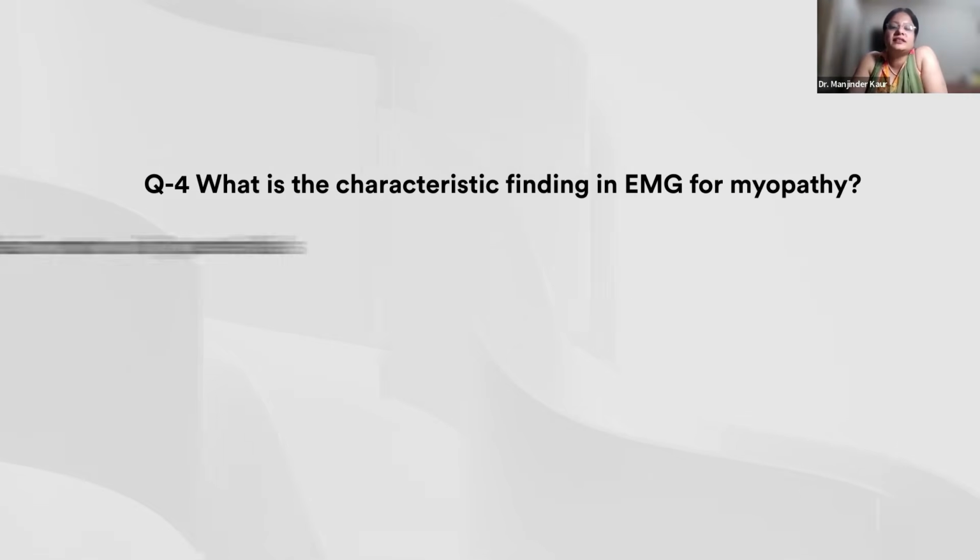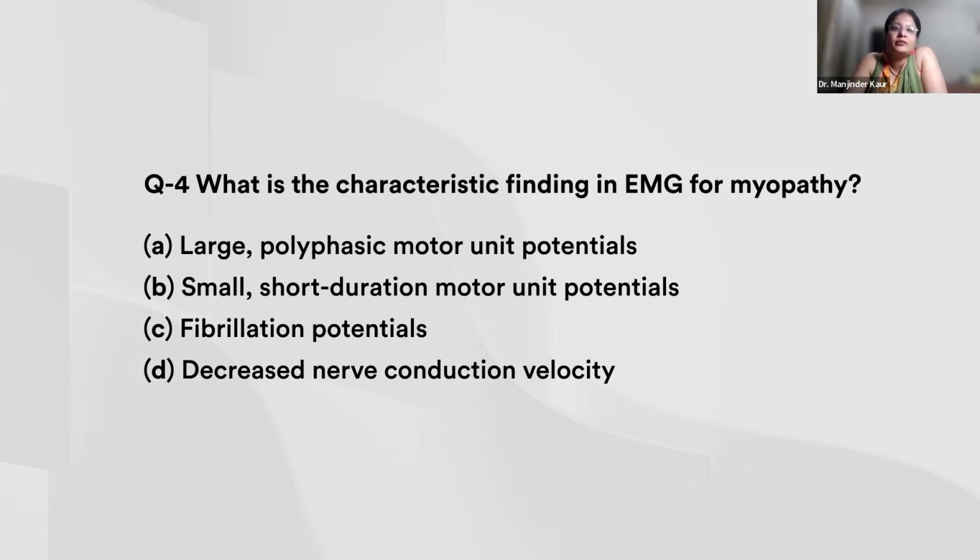What is the characteristic finding in EMG for myopathy? Brilliant, brilliant. Small, short duration motor unit potentials. Yes, you are getting it right. So that is the answer. You guys were attentive during the session.